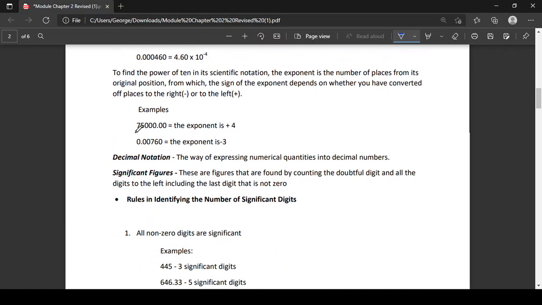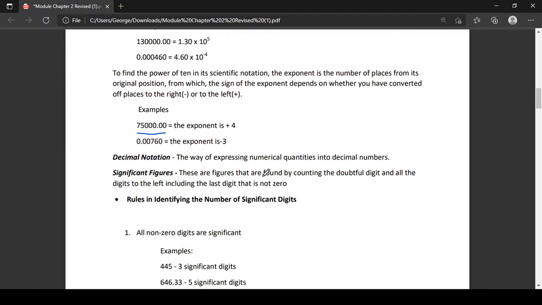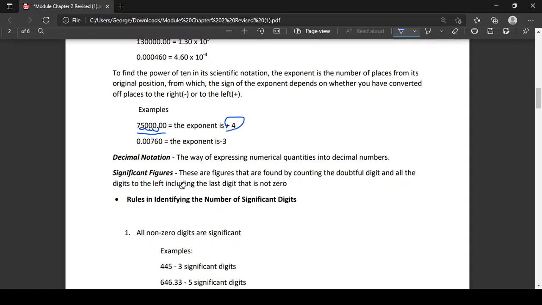So, kids, in 75,000, how many is the exponent? 5, sir. 4 only. 4. Sir, 4. 1, 2, 3, 4. Because you stop at the leftmost non-zero digit. 4. Therefore, my exponent is 4.